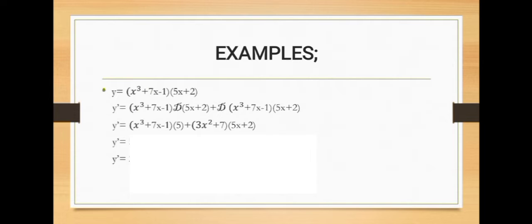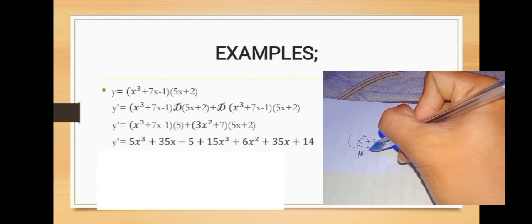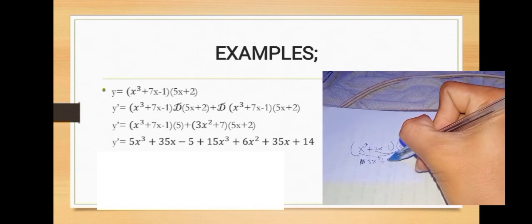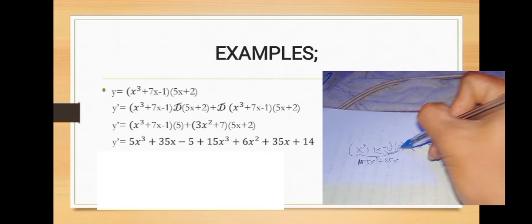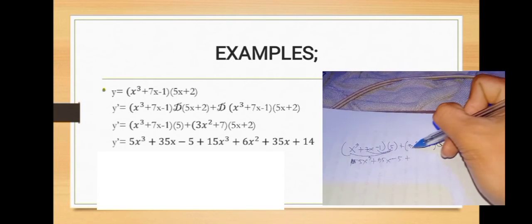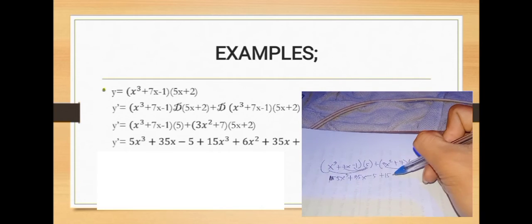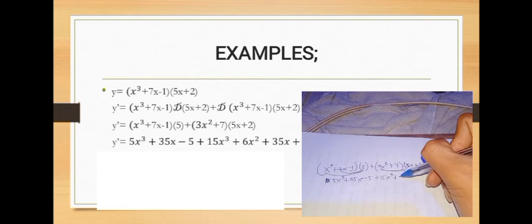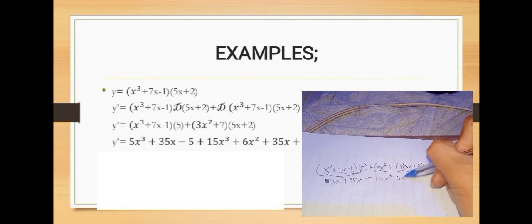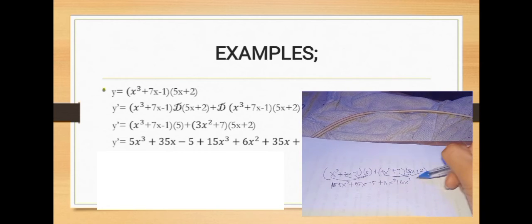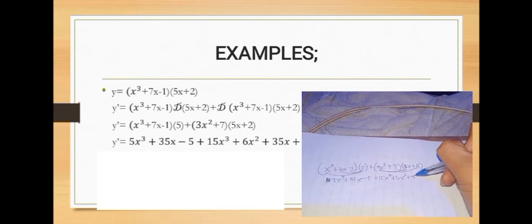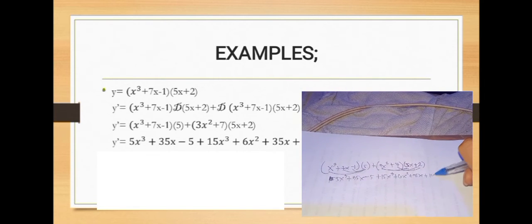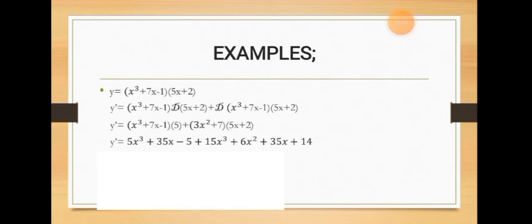x cubed times 5, so we have now 5x cubed, and 7x times 5, so we have now 35x, and negative 1 times 5 is equal to negative 5, plus 3x squared times 5x, so we have now 15x cubed, plus 3x squared times 2 is equal to 6x squared, and 7 times 5x is 35x, and 7 times 2 is 14. So now let's combine the common terms.